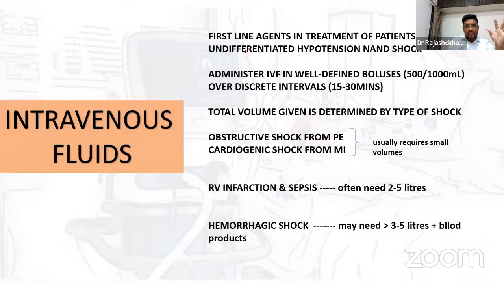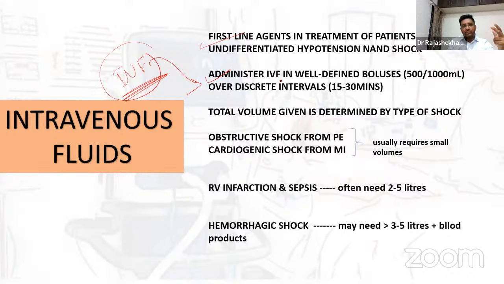So intravenous fluids, in the last two classes, I have talked enough about intravenous fluids. They are the first line agents, especially in patients who come with undifferentiated hypotension and shock. Whenever you see a patient of undifferentiated hypotension and shock, the first thing you order is put in a cannula and put some IV fluid. This is very, very important. And in the last two classes, I have focused on this very important thing: please administer the IV fluids in well-defined boluses at discrete intervals with regular reassessment.